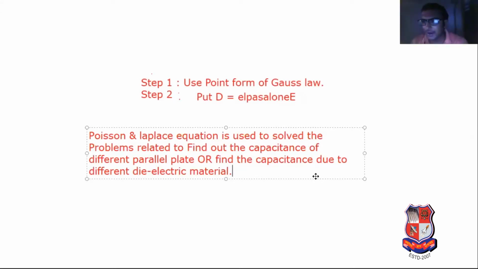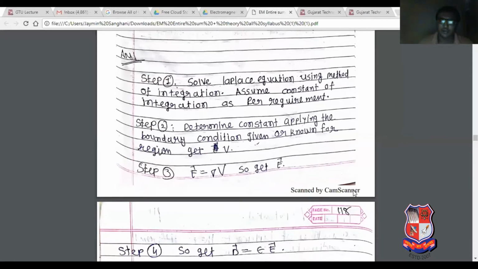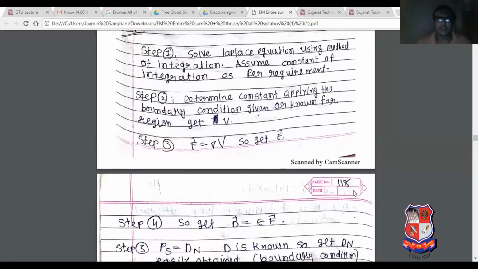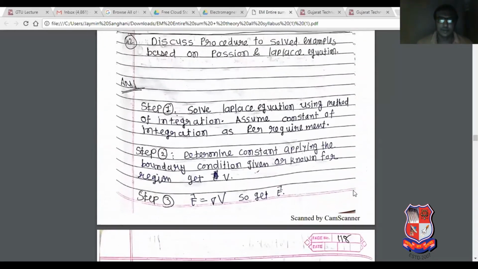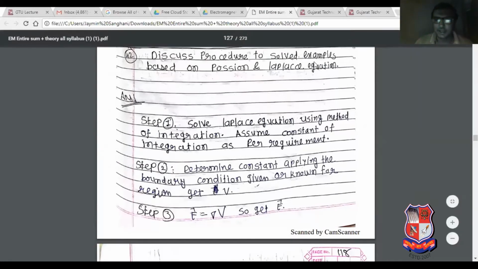If voltage is applied across a capacitor, and we want to find the equivalent capacitance of the material, at that time the Poisson-Laplace concept can be used very carefully. See this. Discuss the procedure to solve the example based on the Poisson-Laplace equation.